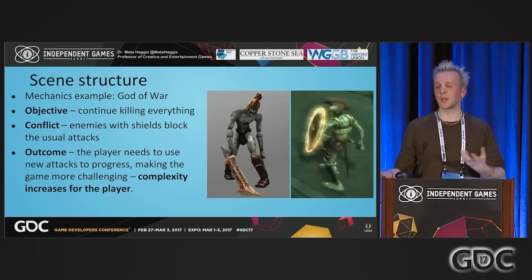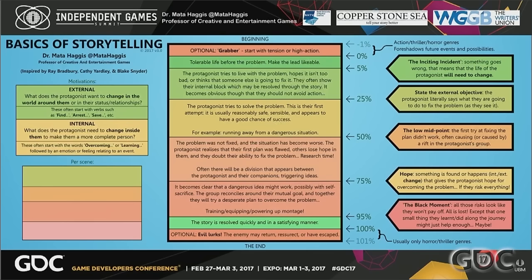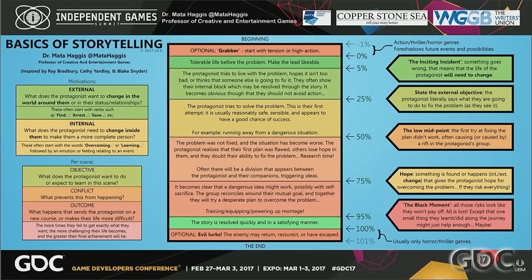So here we see again that we've got that escalating little peak and trough in a scene, but it's working the other way around for the player's complexity this time. So let's add that in there. So we have our objective, we have our conflict, and we have our outcome. This will be on the final slides. You don't need to go, dink, and I'm going to change it now. Ha, too late.